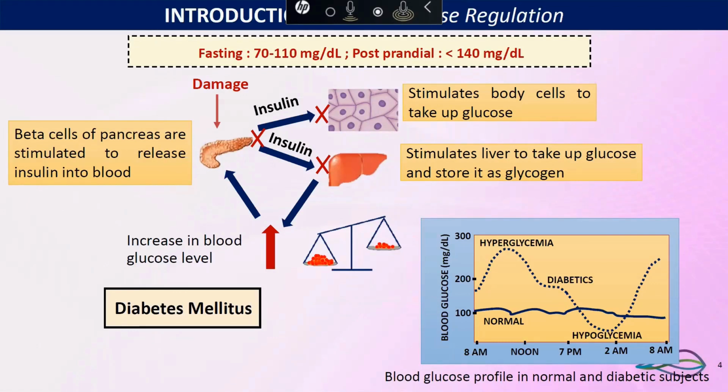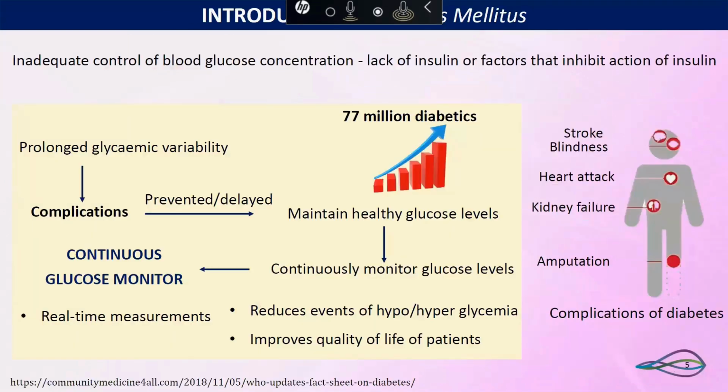If you see the blood glucose profile in normal and diabetic patients, the solid line shows the profile in a normal individual, which varies within a certain range, whereas a diabetic subject sees events of hypo and hyperglycemia. There are 77 million diabetics in India, which places the country in second position in the world.